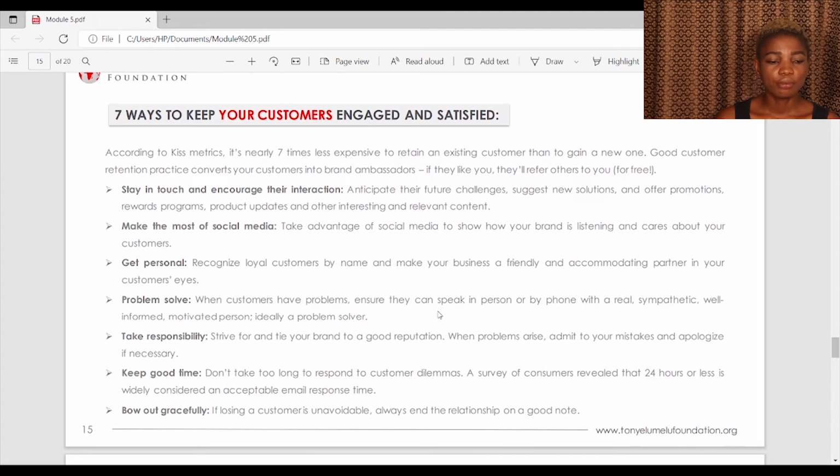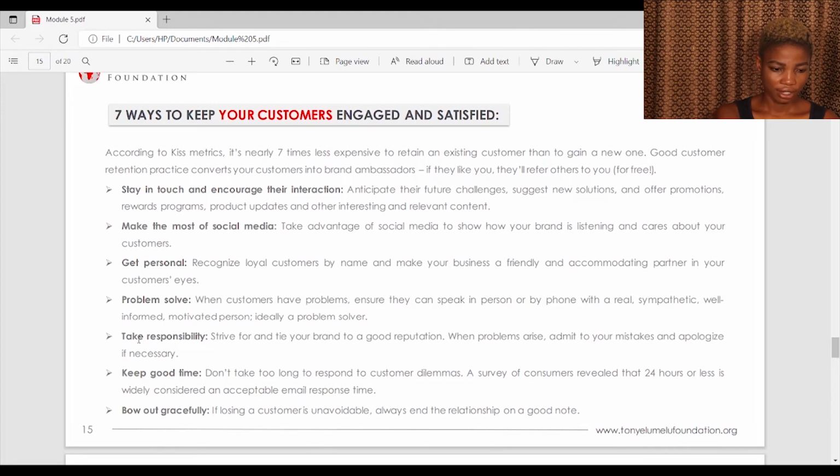But when they bring a problem to you and they find out that it was solved without stress, they feel happy and they want to patronize you and do business with you all over again. And definitely they are going to be recommending you and referring others to you, right?